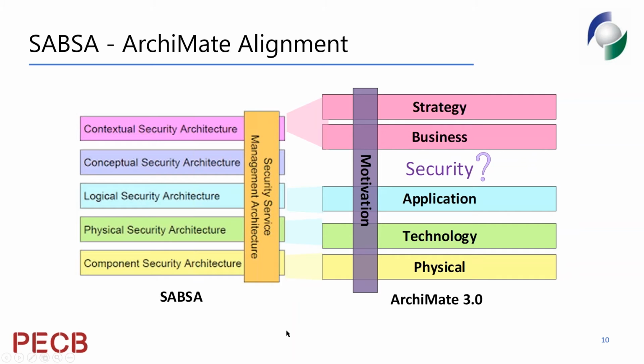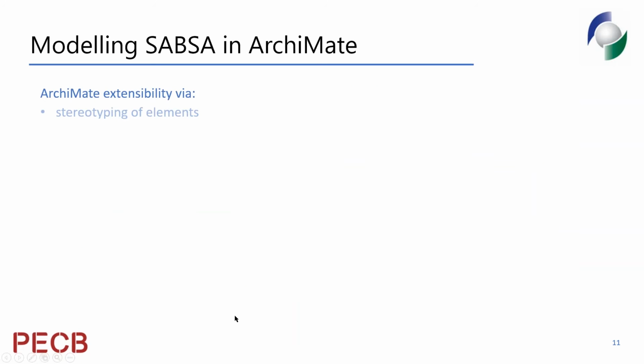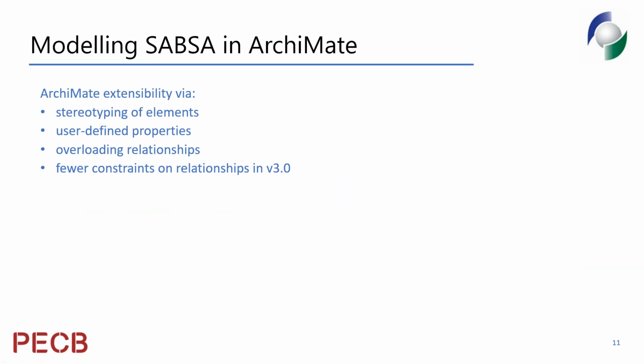So we've basically got two bits of work to do. We've basically got to identify what security properties we're interested in existing elements, and work out what we're going to do about that gap for the security view of the system. Okay. So what have we got to work with in ArchiMate?